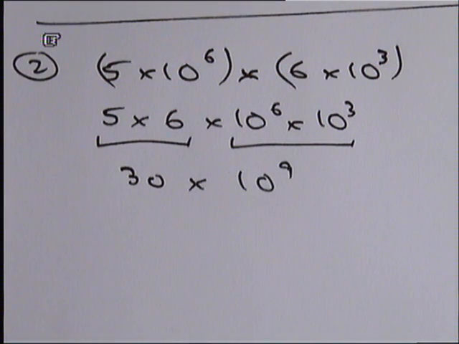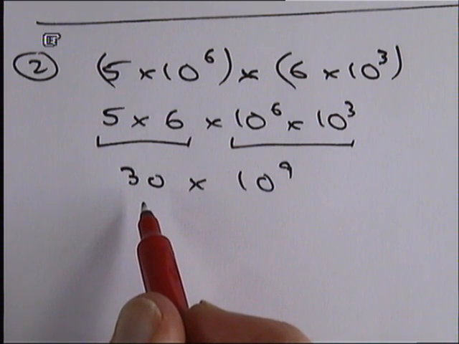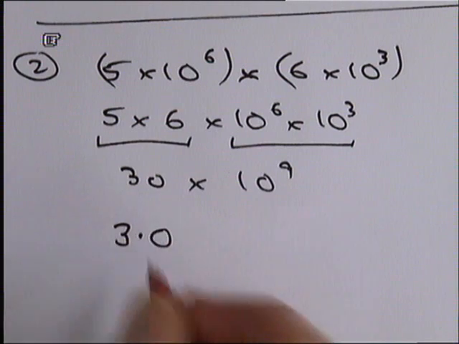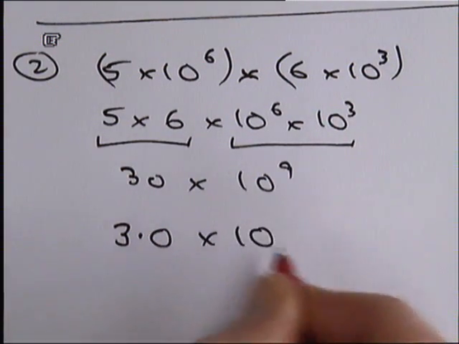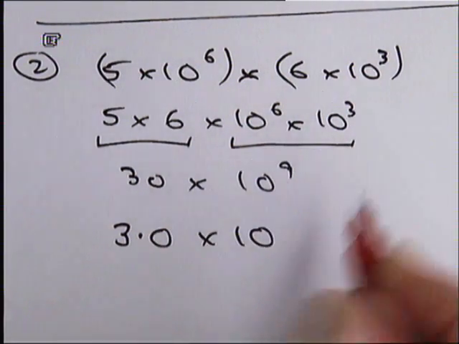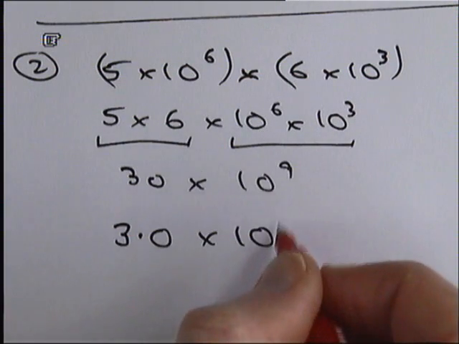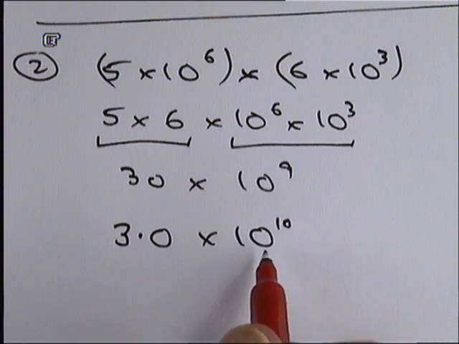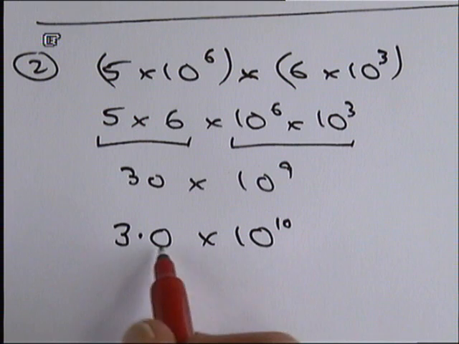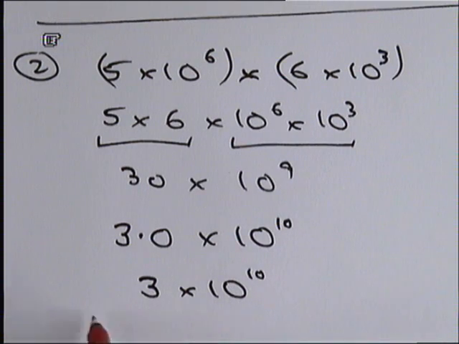And it's very tempting to think that's your final answer, but actually it isn't. Because in standard form, this number here has to be between 1 and 10, and 30 isn't. 30 is too big. I have to change that number to 3.0. And if I make this number smaller, to compensate, I need to make the power bigger. So if I've made this number smaller, by dividing it by 10, I need an extra 10 here. So what I do is I add 1 onto that power. So I will get 3.0 times 10 to the power of 10. You could, if you want to, miss out the 0 there and just write it down as 3 times 10 to the power of 10.